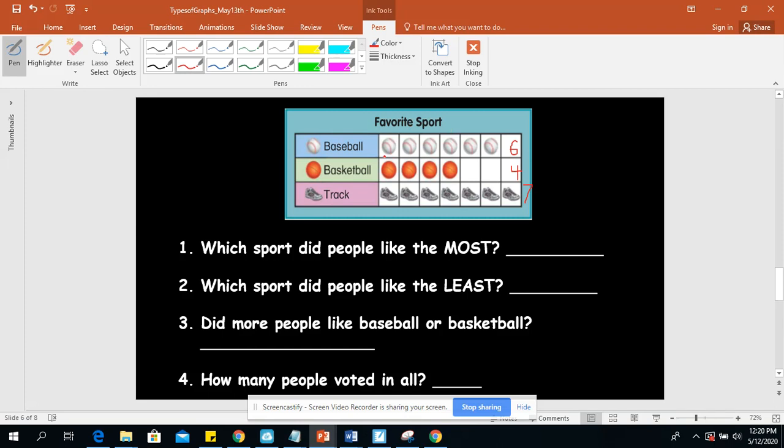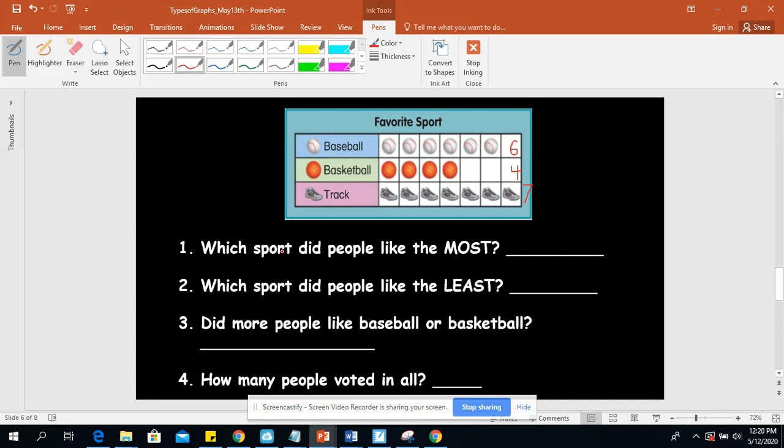To help us practice reading picture graphs, we have some questions here at the bottom. Number 1, which sport did people like the most? Well, if we look at the picture graph, we see that track got the most votes. 7 people voted for track. That's more than the number of people who voted for basketball and more than the number of people who voted for baseball.